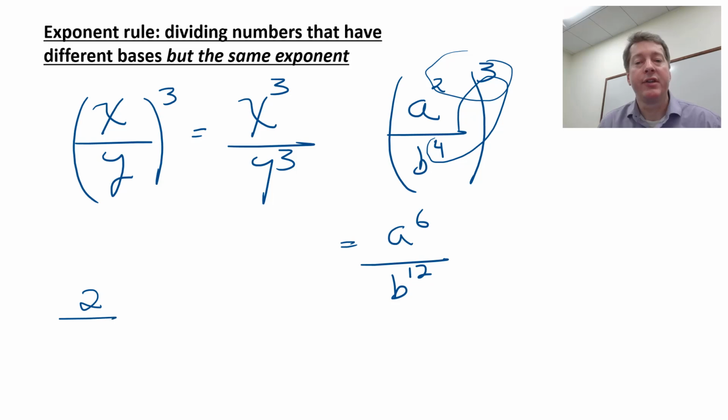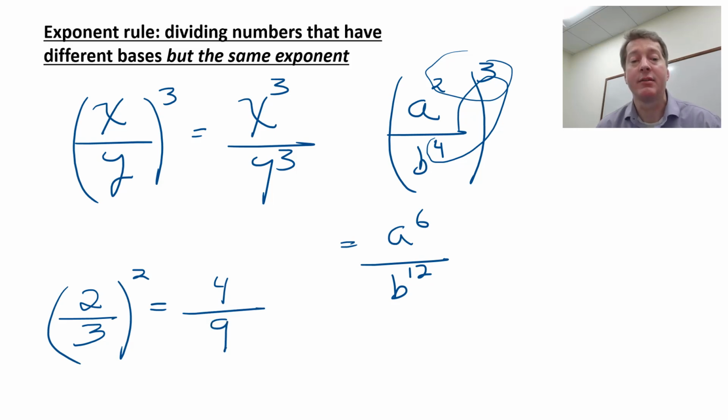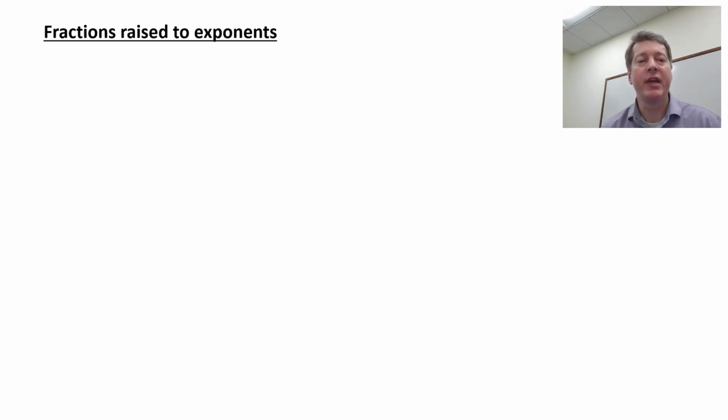And let's just write a very simple example. Suppose you had (2/3) squared. You apply the exponent to both the numerator and the denominator. So it's 2 squared in the numerator is 4, 3 squared in the denominator is 9, so you would have 4/9.